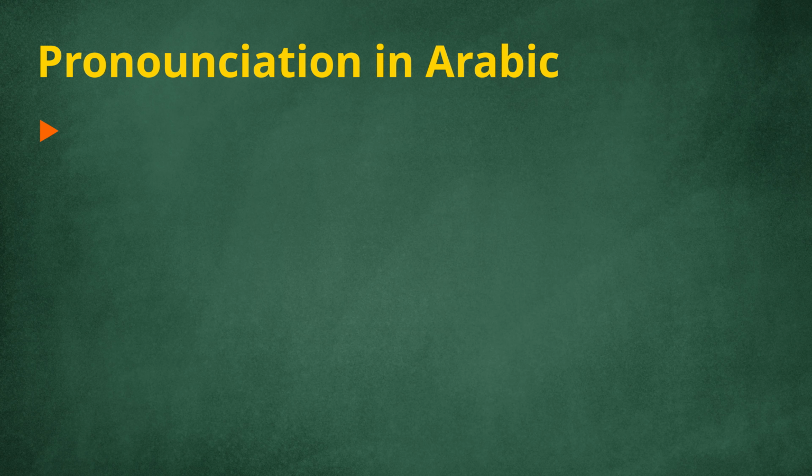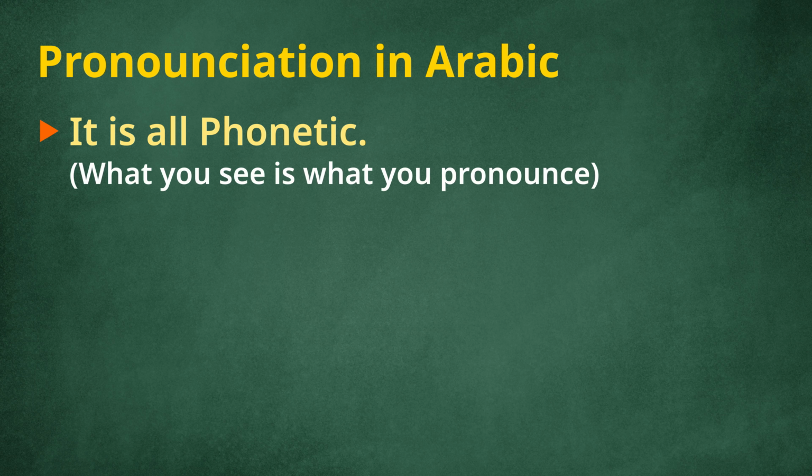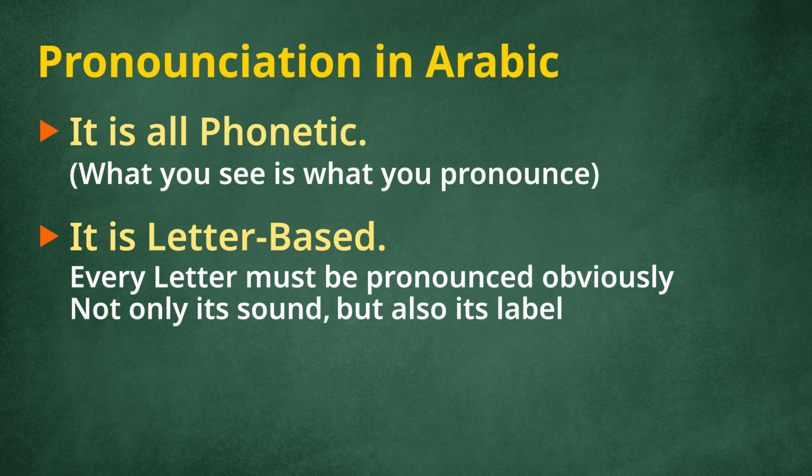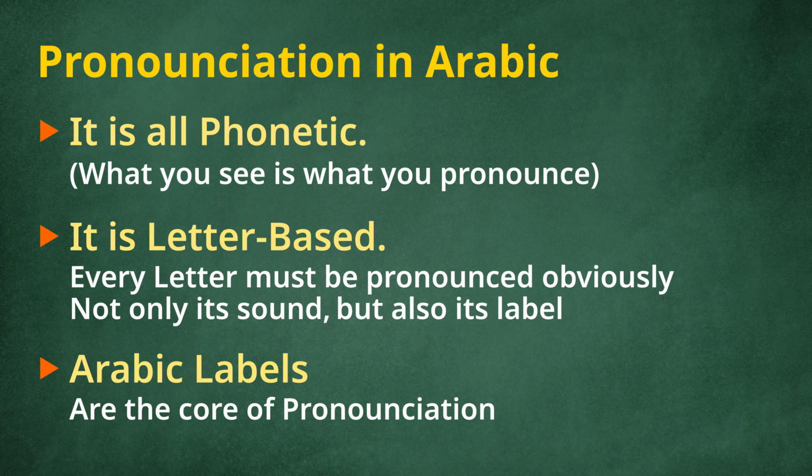Pronunciation in Arabic is all phonetic, which means whatever you see, whatever you write, is exactly whatever you pronounce. No tricky sounds. Pronunciation in Arabic is letter-based, such that every letter must be pronounced obviously and clearly, not only its sound, but also its label. To master Arabic pronunciation and thus spelling and reading, you must learn Arabic labels. We call it in Arabic الحركات or التشكيل, and we will learn what is that exactly in today's lesson.